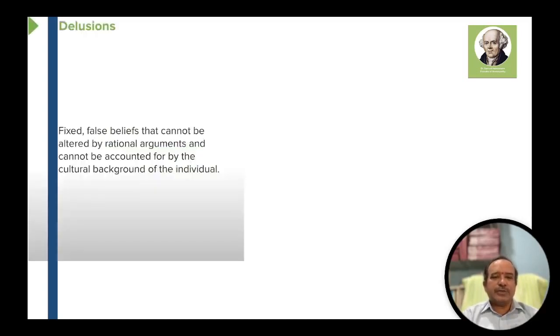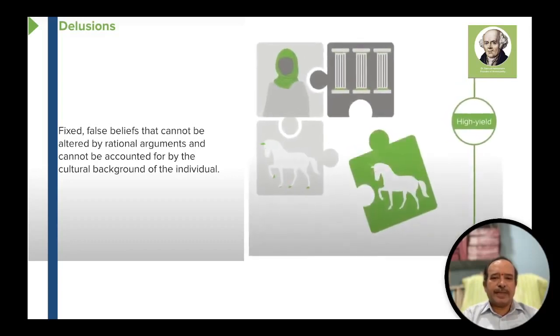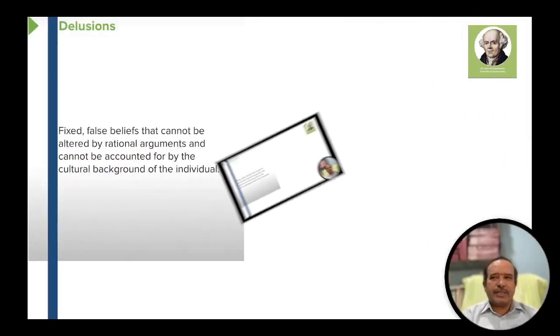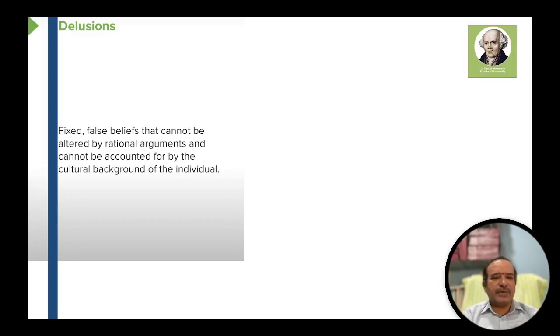Coming to delusions, it is a fixed false belief that cannot be altered by rational arguments and cannot be accounted for by the cultural background of the individual. Delusion is nothing but a false belief. They believe that it is there. They believe that they have seen something. They believe that someone is behind them. This is all belief in their thought process.